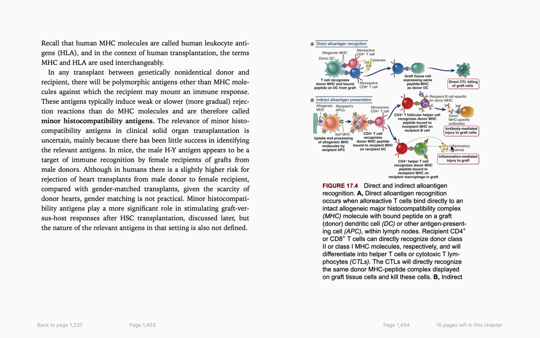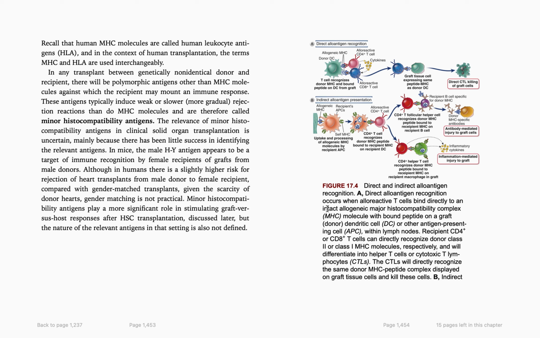So now let's look at the diagram. Direct allogeneic recognition: allogeneic MHC, alloreactive CD4 T cells, cytokines. T cells recognize donor MHC-bound peptides, and then graft rejection happens. Indirect allogeneic recognition happens too, and as we're told, it is slower. So the slow and the rapid pathways can both happen. This is the direct and indirect allogeneic recognition, figure 17.4.